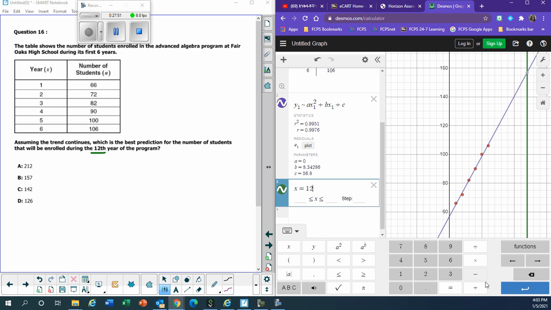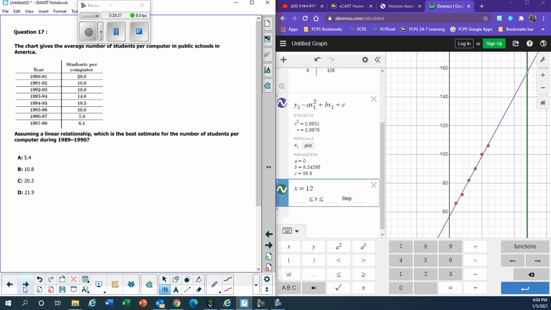So what happened to the graph? When x equals 12, you see it's going to be 156.94, which can be rounded to 157. Okay, so that's 12 years. If it says 13 years, I'll put 13 here. Or if it says 20 years, I'll put 20 here. Just remember to put y1 tilde ax1 squared plus bx1 plus c, because earlier I didn't put the subscript number and it didn't give me the result.